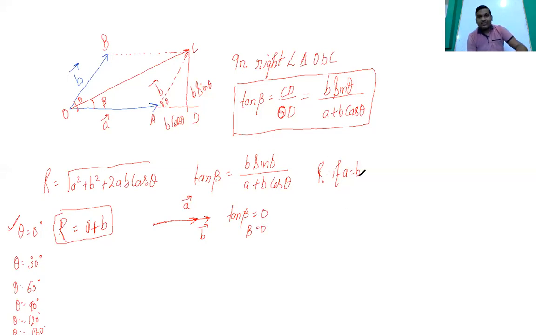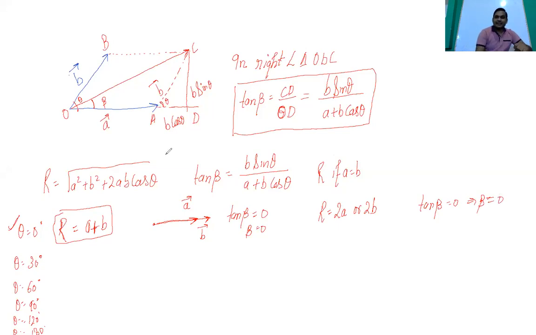If both vectors are equal, then the resultant will be equal to 2A or 2B, just double. And the angle of the resultant, tan beta, is going to be 0, that is, your beta is going to be 0 degree. Got my point?